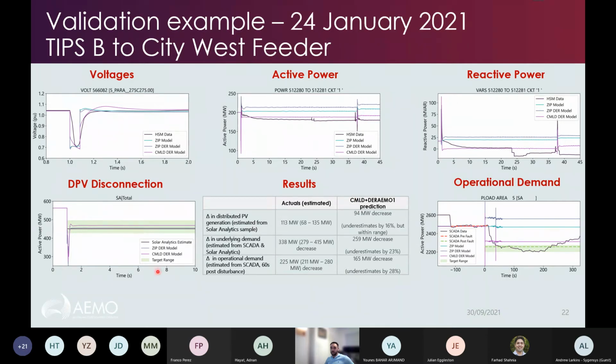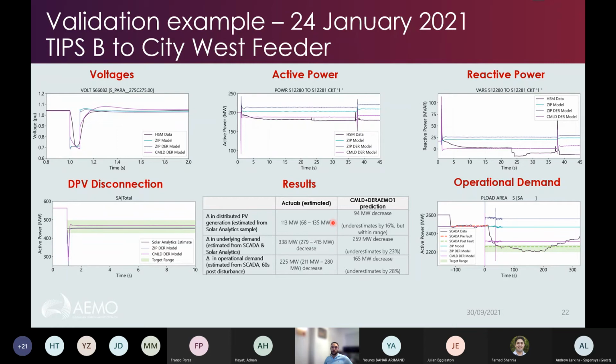In terms of the DPV model, I've got the Solar Analytics estimate here, which is that darker line. And then we've got a range of uncertainty in green for this event. So we know that for this event, the DPV prior to the event was about 550 meg, and it went down to 450 meg, so maybe 113 megs of disconnection, but it could have been anywhere from 68 to 135 meg.